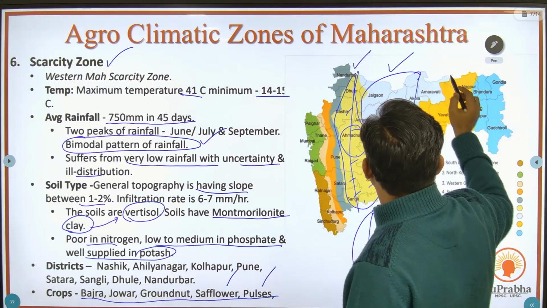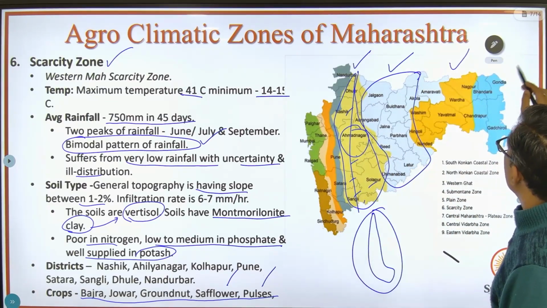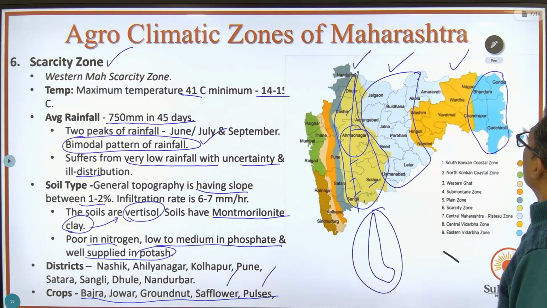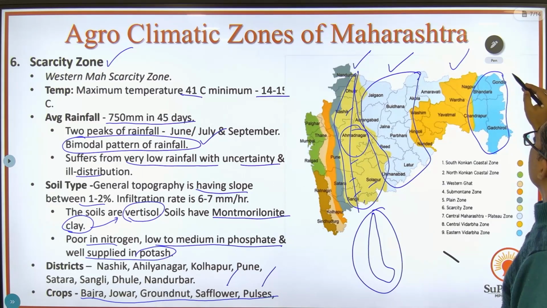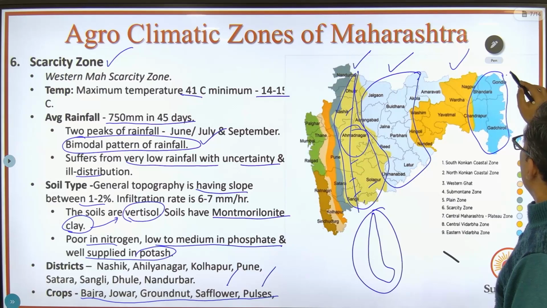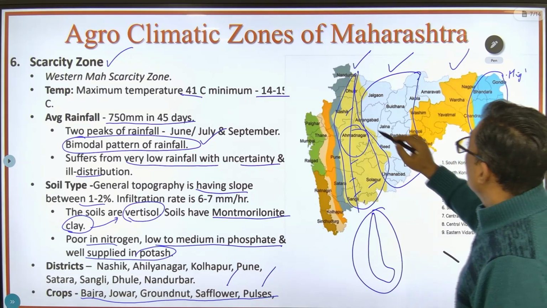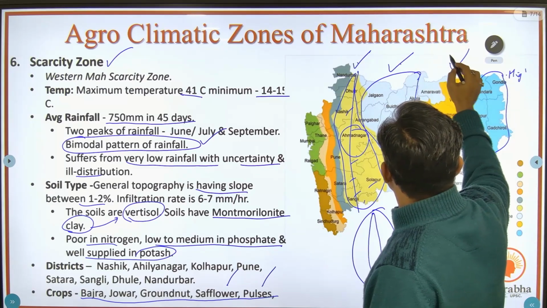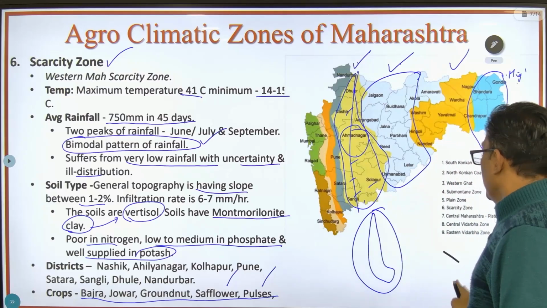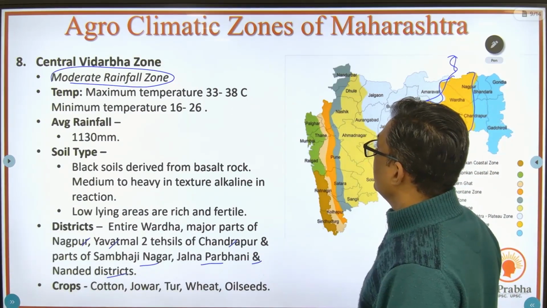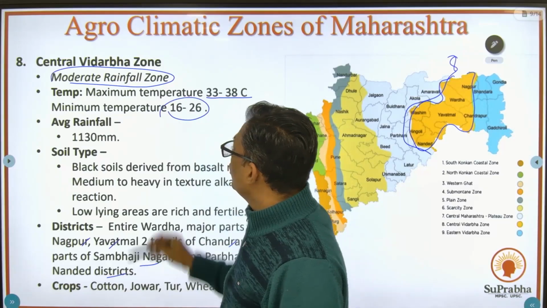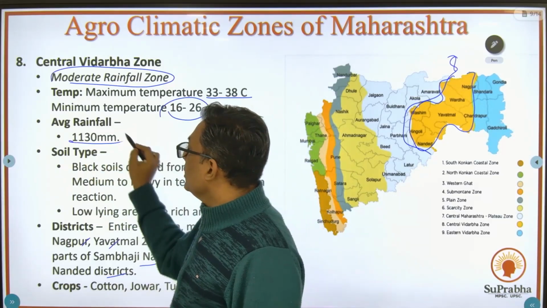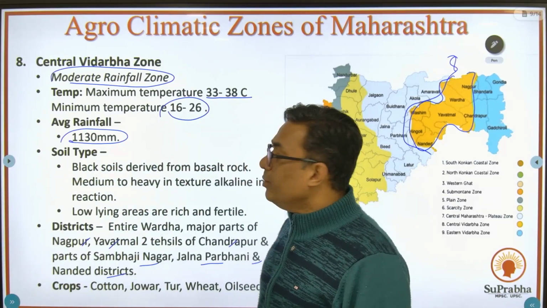Then assured rainfall zone. Then this becomes a moderate rainfall zone. And this becomes, okay, because you also have the Bay of Bengal branch coming over here and giving rains over here, this becomes the high rainfall zone. So scarcity, assured, moderate and high rainfall zone. That's how we proceed. Temperature 33 to 38 degrees Celsius, minimum is 16 to 26. Average rainfall, see, it's increasing over here, 113 centimeters.